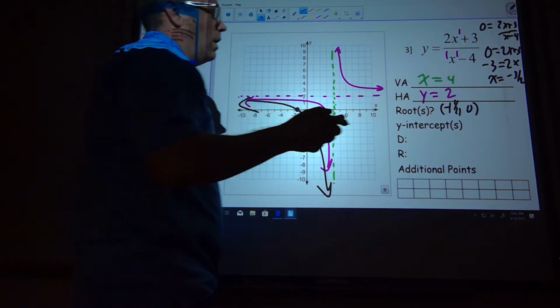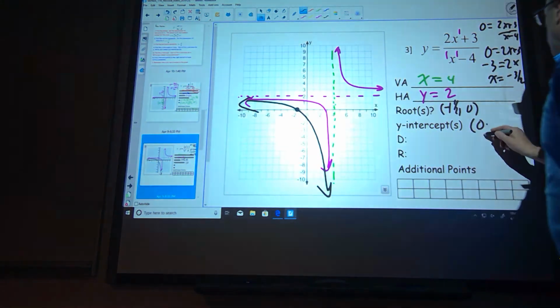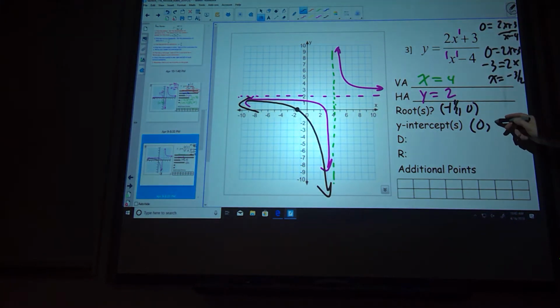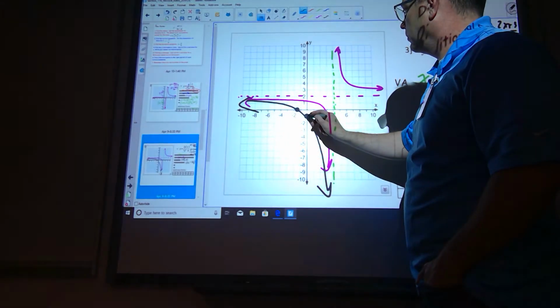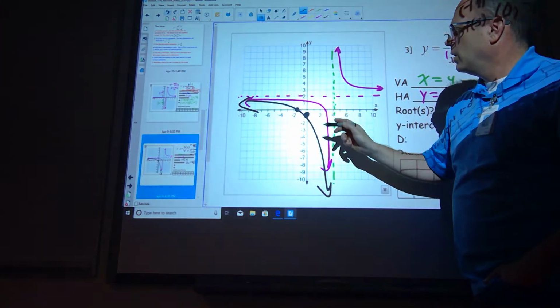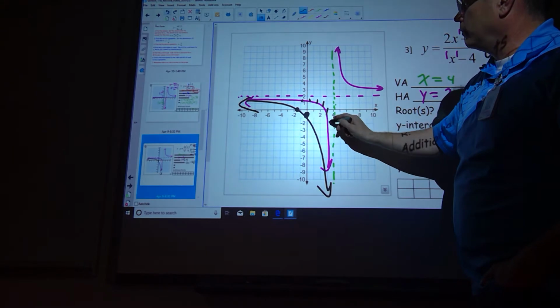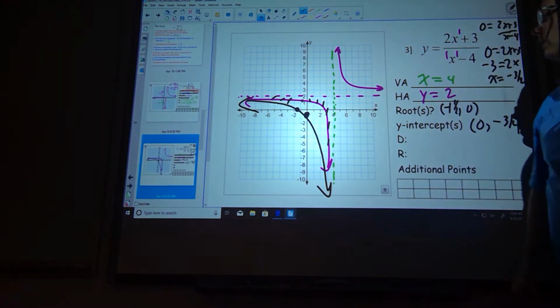To find where it crosses the y-axis, I'm plugging 0 in for my x's. So I'm going to get negative 3/4. So 0, negative 3/4. So this purple line is off a little bit. Of course, when I just freehand it in, it's going to goop up.